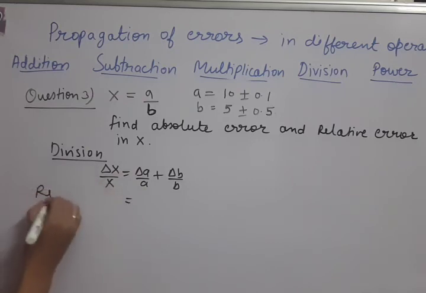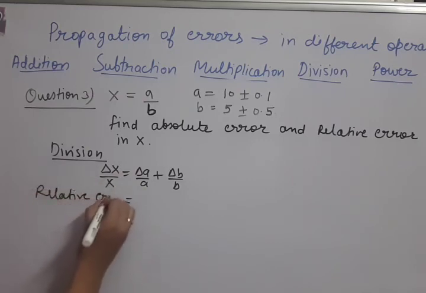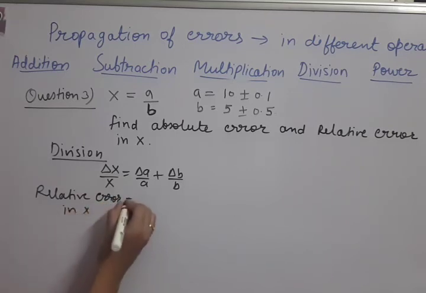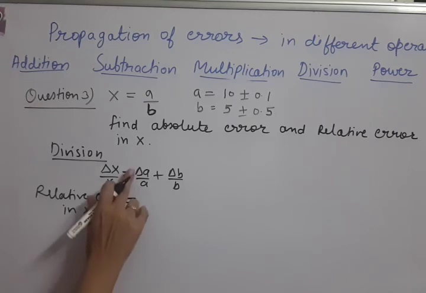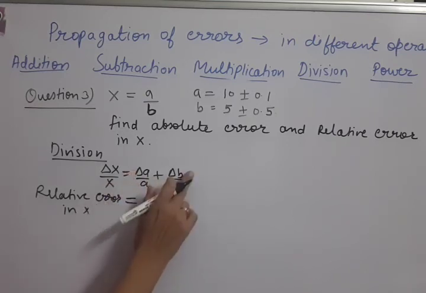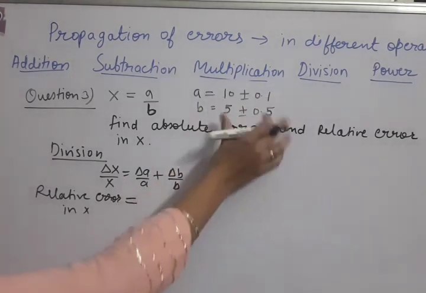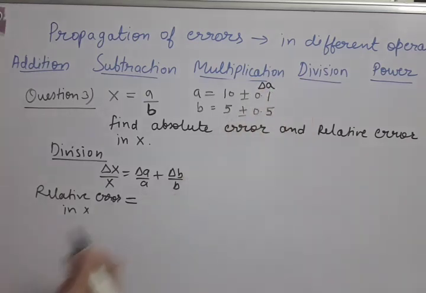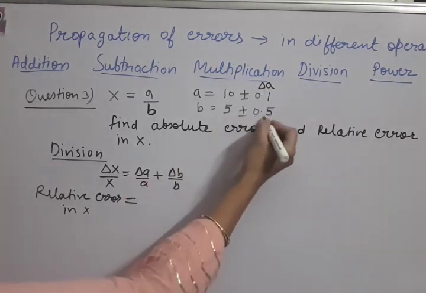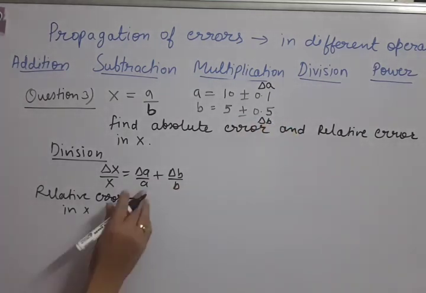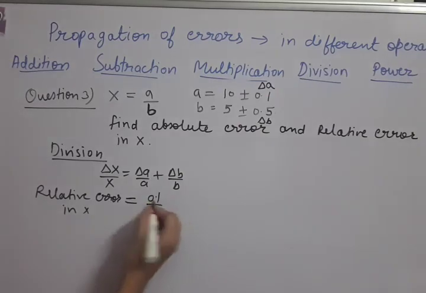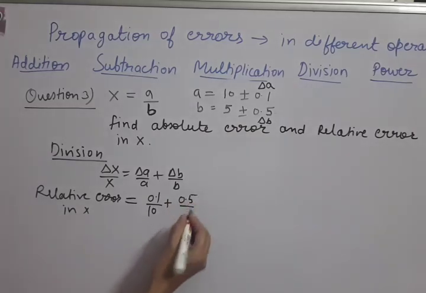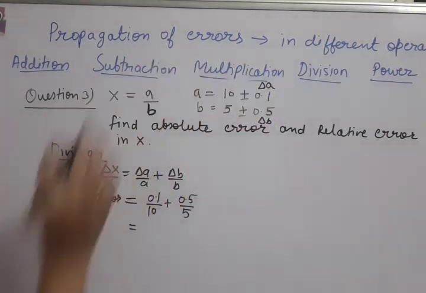Delta x by x means relative error in x. Okay, how to solve relative error in x? We should know delta a, a, delta b, b values. We need 4 values, they will come from here. See, whatever is written after plus minus, that is delta. So this is delta a and this value is delta b in the question. So what is delta a? 0.1. What is a? 10. What is delta b? 0.5. What is b? 5. Okay, we have taken the values from the given data.